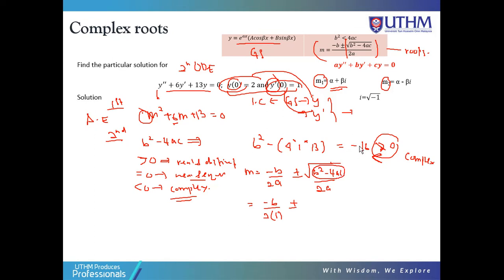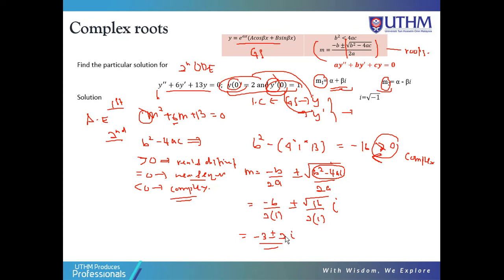So when you take the square root of the negative 16, you need to use the imaginary i. Divide by 2 multiplied by a, which is 1. So your final answer is negative 3 plus minus the square root of 16, which is 4, divided by 2, giving 2i, imaginary. So you have already formed m1 and m2.